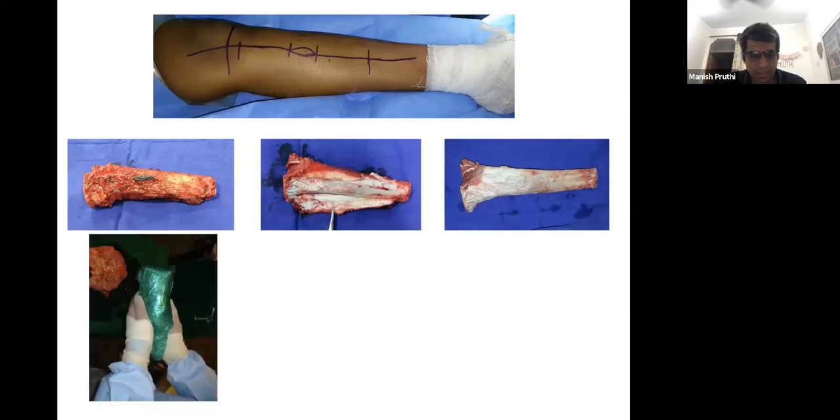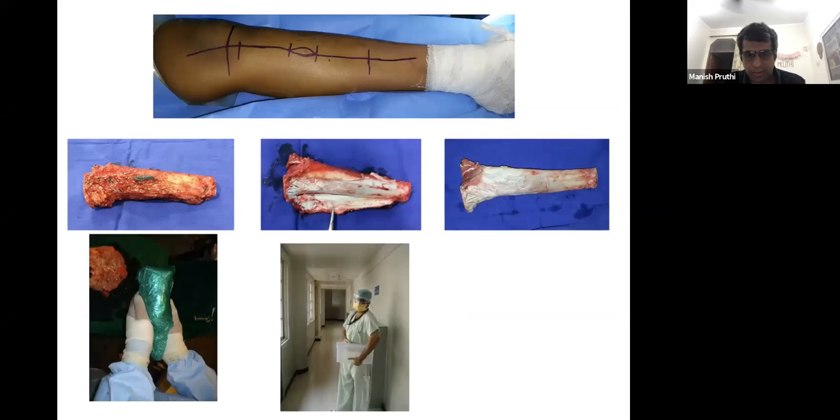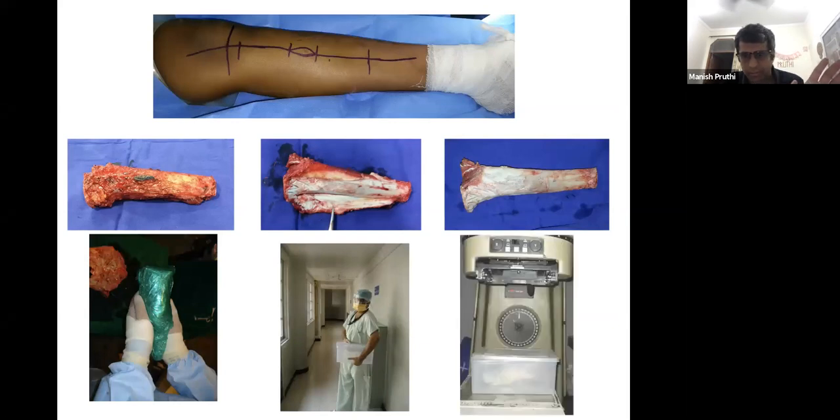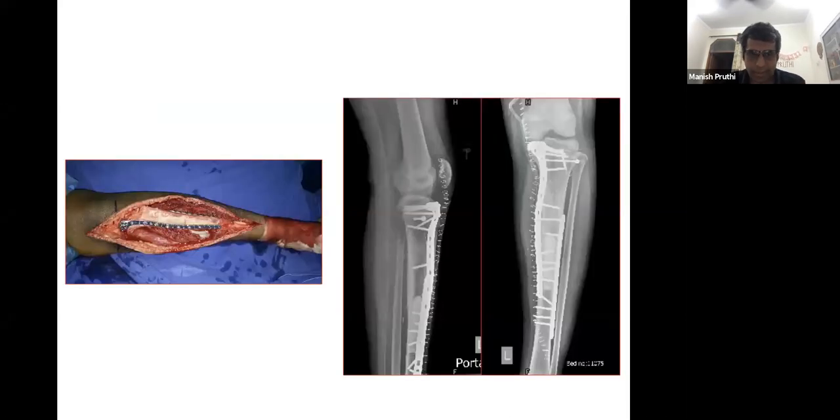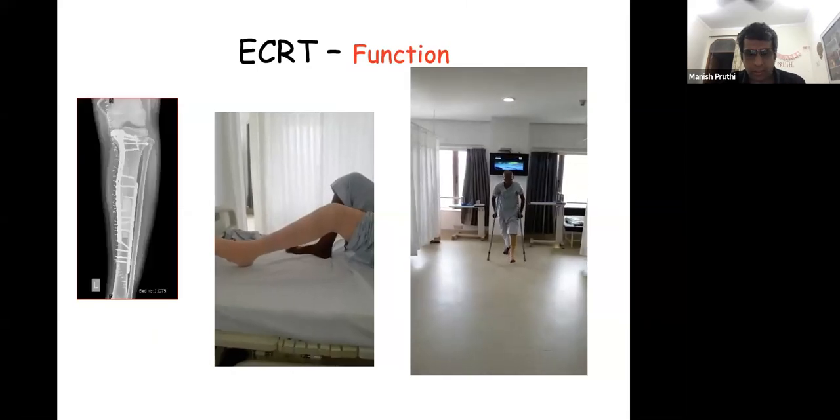This is packed in sterile packets, and this is in a sterile box. This was in Tata Memorial when I was carrying the bone myself. And this is how the radiation is given to the bone, which is 50 gray single fraction. Once we get this bone back, it is fixed in that same defect with appropriate plates and screws.